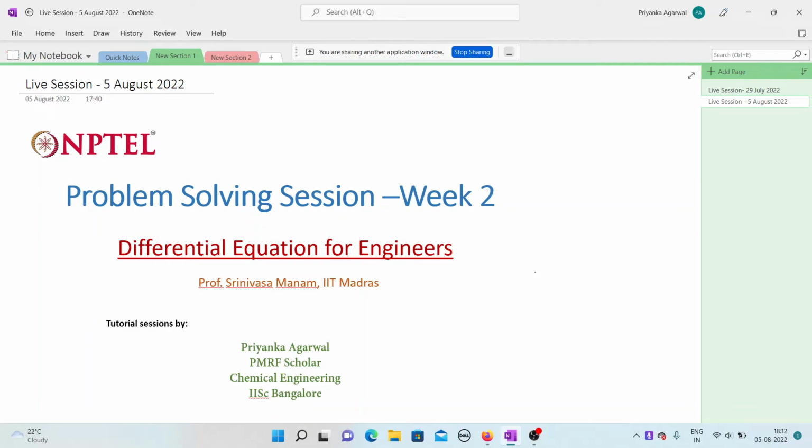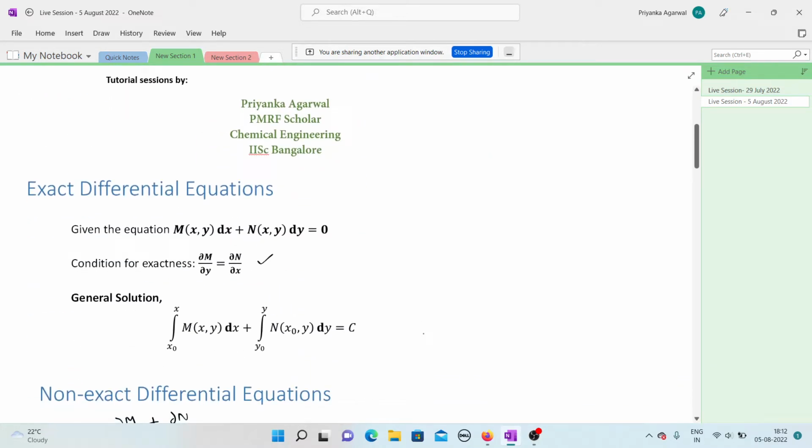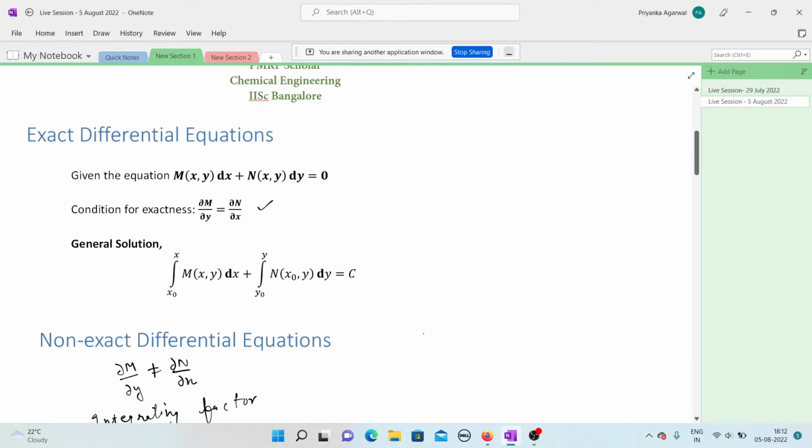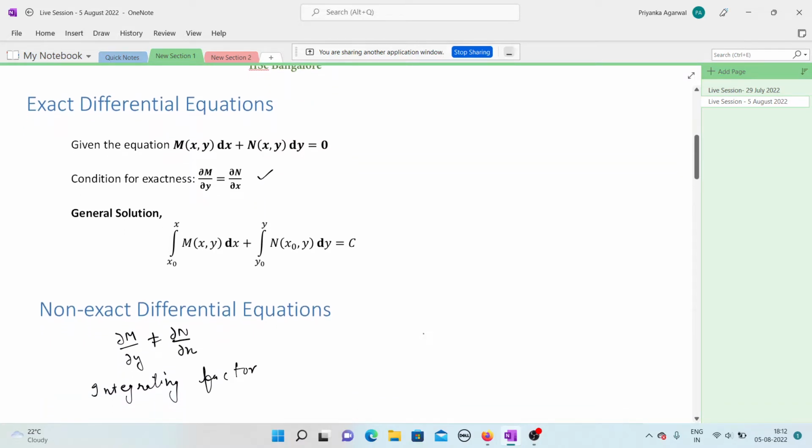Okay, so I'll begin from the beginning now. So I was saying that we will do the revision of the previous sessions, which you would have understood in the lecture, the various forms of differential equations. So the first one is exact differential equations.